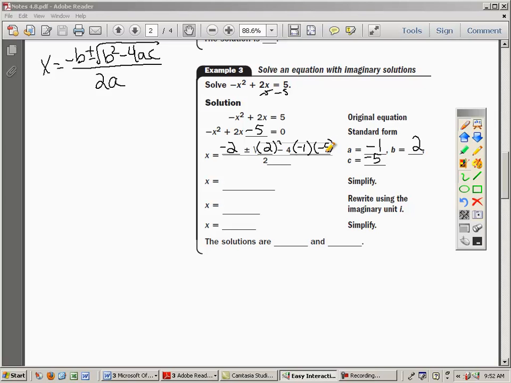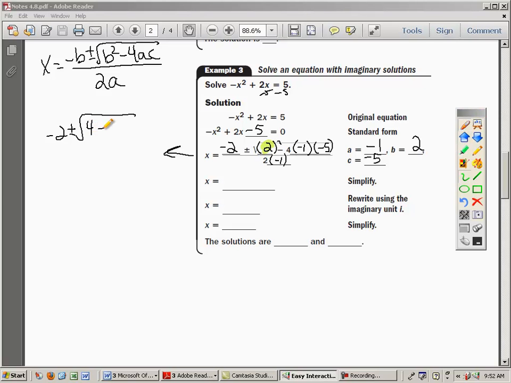All over 2 times negative 1. A lot of negative signs in here. This is then, let's just slide it in over here, negative 2 plus or minus the square root. And like I talked about before, I don't really worry much about this sign because I know when I square it, it's going to be positive anyway. In this case, since it's positive 2 squared, this is simply 4.